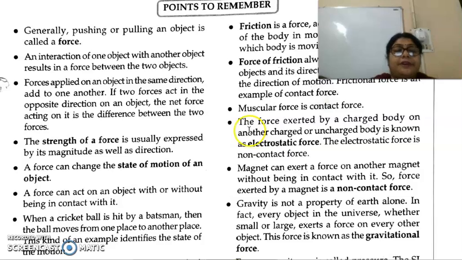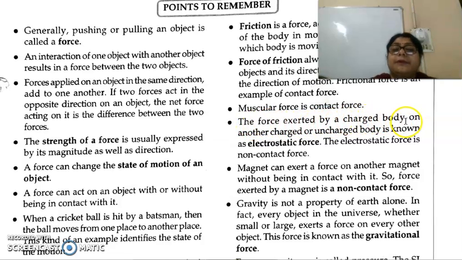Then we have friction. Friction is a force acting between the surface of the body in motion and the surface on which the body is moving. Friction always acts on all moving objects and its direction is always opposite to the direction of motion. This is a very important sentence and you need to remember that the direction of motion and the force of friction are always opposite to each other. So frictional force and muscular force are examples of contact forces.